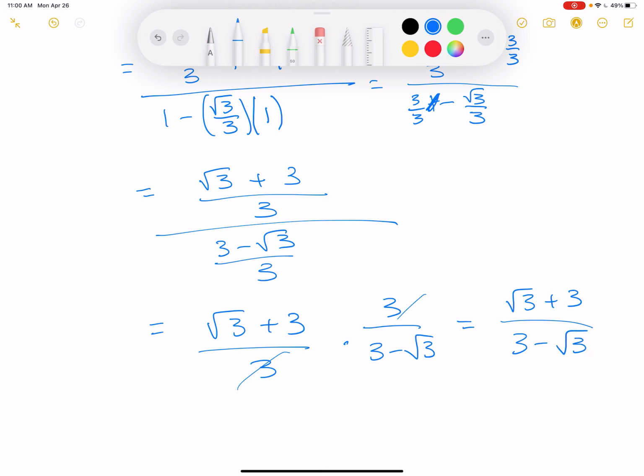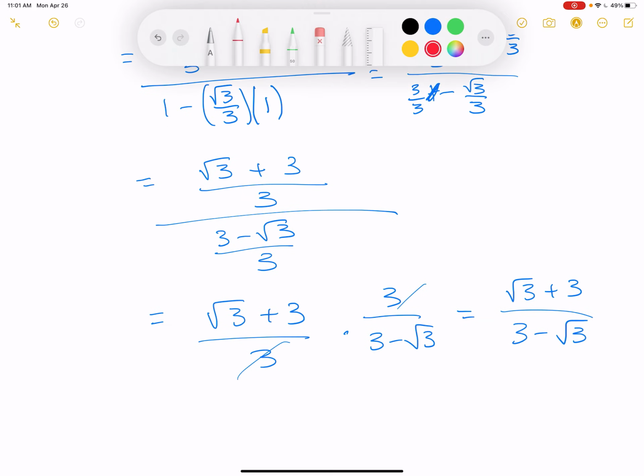Now, does that cancel? No, it does not. Different signs, right? Does not cancel. Okay, I'm going to now multiply by the conjugate, which is 3 plus root 3 over 3 plus root 3.